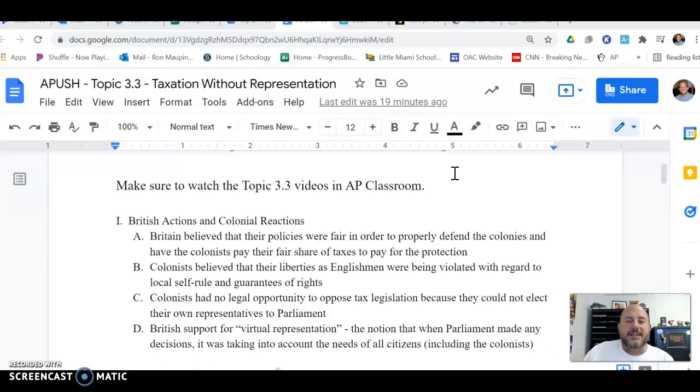So Parliament's thinking, hey, colonists, you have been receiving all of these benefits, but you have not really been paying your fair share. And now it's time to pay that fair share in taxes. That being said, though, the colonists believed that the notion that Parliament would make the colonies pay taxes was a very big violation of their rights.